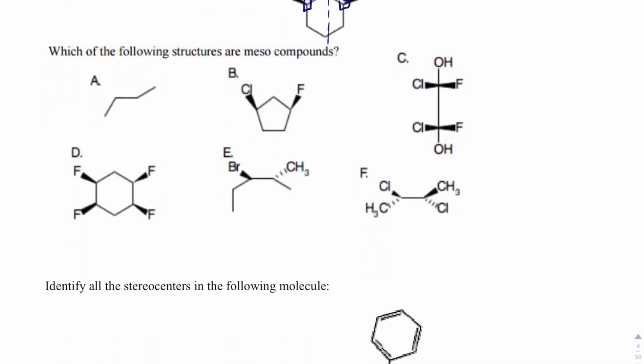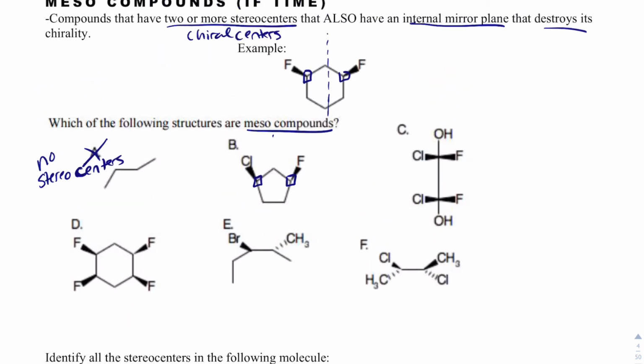So, which of the following structures are meso compounds? Well, to be a meso compound, you need at least 2 stereocenters. So A is not because it has no stereocenters. On B, we do have 2 chiral centers. However, there's no internal mirror plane, and the reason why is that in this top structure, if one side folds onto the other side, we'll get the same structure. On B, chlorine, if it folds onto fluorine, it's not going to be the same, okay? So this has no mirror plane.